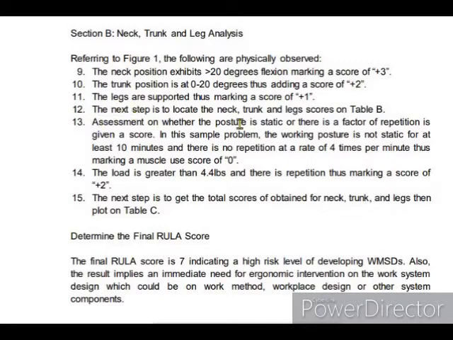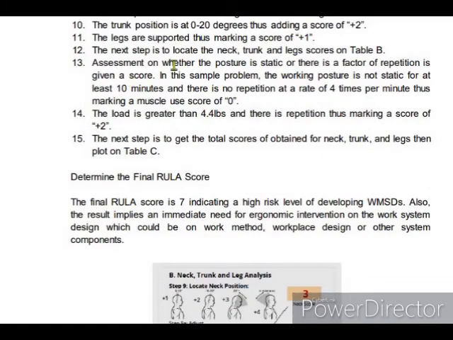So the legs are supported, thus marking the score of +1. Negligible. The next step is to locate the neck, trunk, and leg scores on table B, assessment on whether the posture is static or there is a factor of repetition in a given score. In this example problem, the working posture is not static for at least 10 minutes and there is no repetition at a rate of 4 times per minute, thus marking the muscle use score of 0. 0 lang siya guys.